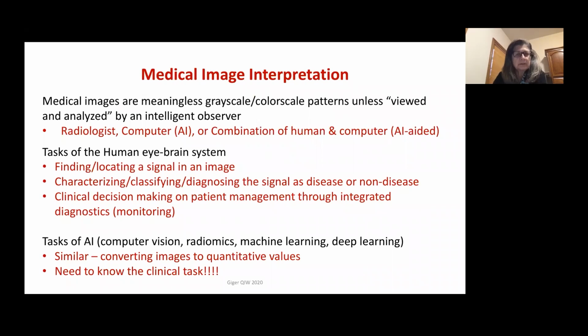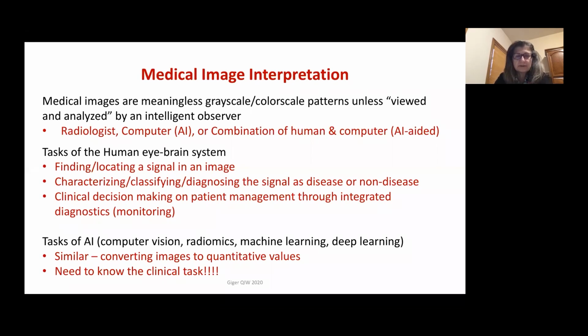So let's consider medical image interpretation. Medical images are meaningless grayscale color scale patterns unless viewed and analyzed by an intelligent observer. That could be the radiologist, the computer, or a combination of the human and the computer. That is AI aided. The task of the human eye-brain systems are finding and localizing a signal in an image, characterizing, classifying, or diagnosing the signal as disease or non-disease, and also clinical decision-making on patient management through integrated diagnostics and monitoring. The task of AI is very similar.